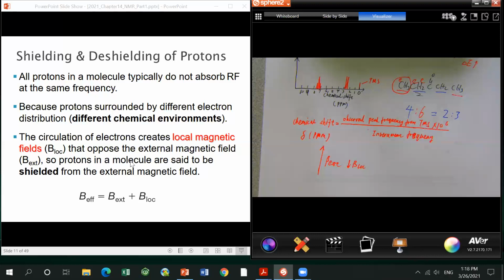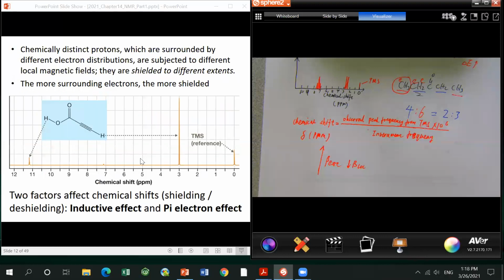A proton is said to be shielded when it is shielded from the external magnetic field, meaning you cannot feel the full external field because it is cancelled by the local magnetic field. Just keep in mind: different protons have different electron distributions, so they have different local magnetic fields, and they will be shielded to different extents.